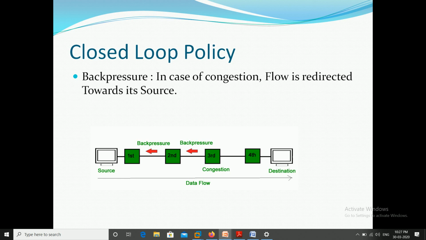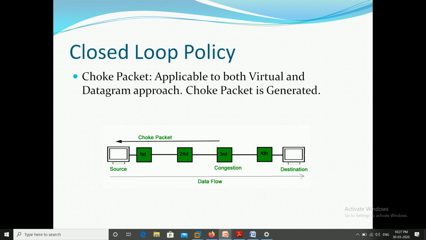Only the path is fixed in case of circuit switching or virtual circuit, right? Now we have the choke packet. Choke means what? We are stuck somewhere, right? Now let's say this is applicable to both the virtual and datagram approach also. Now how will this work?